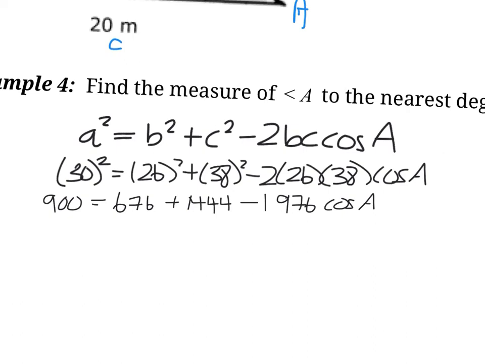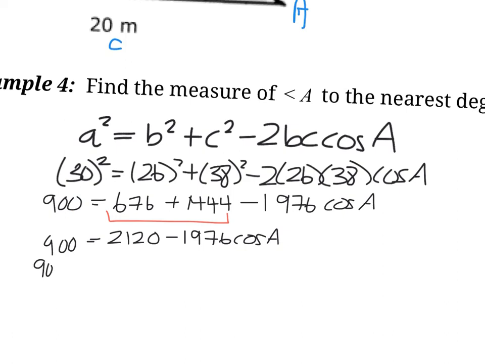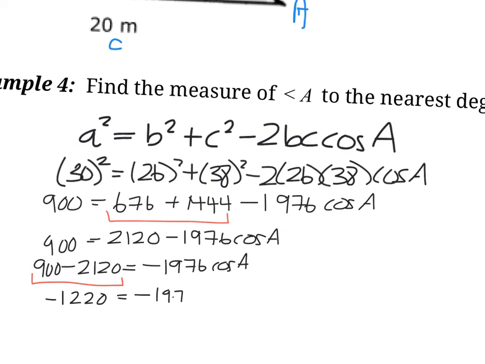Because they're already on the same side, I'm going to add these ones together really quickly. Okay, so I added these ones together and I got 2,120. Let's get A by itself now. So I'm going to collect these like terms and bring this 2,120 onto the other side. So we've got 900 minus 2,120 is equal to -1976 cos A. If I subtract these now, I'm going to get -1,220 is equal to -1976 cos A. So we're getting closer to getting this A by itself.